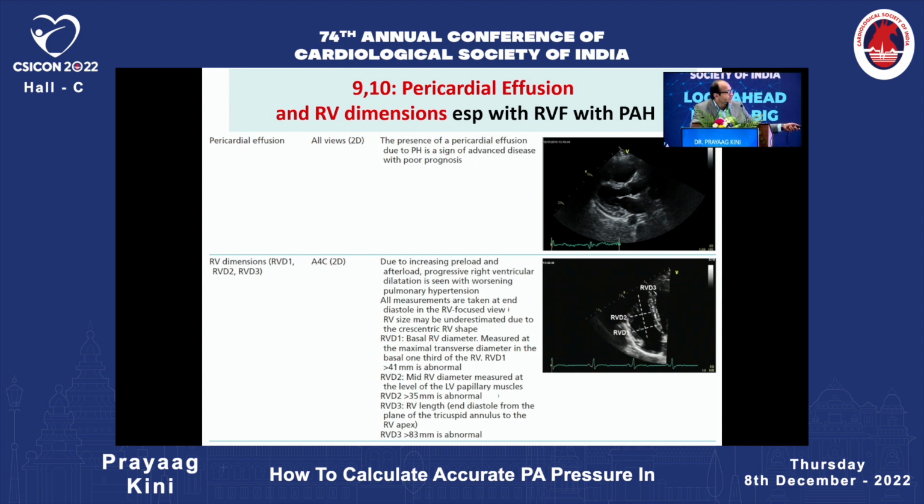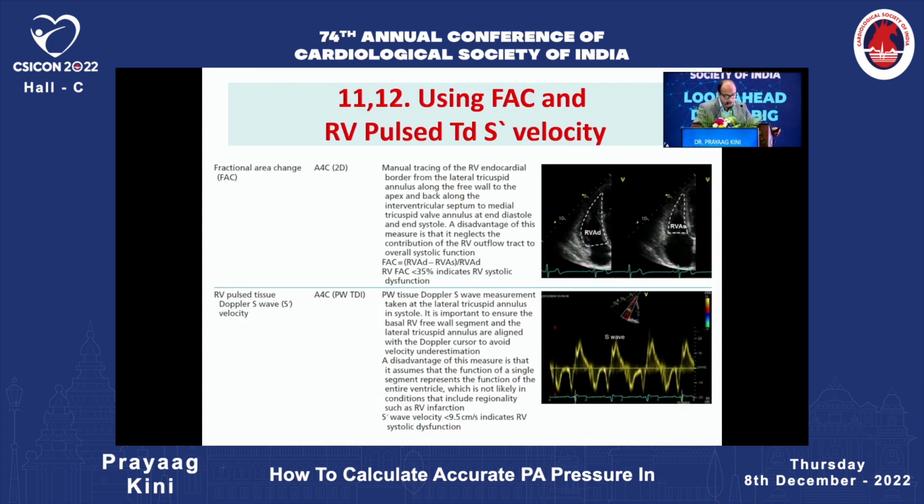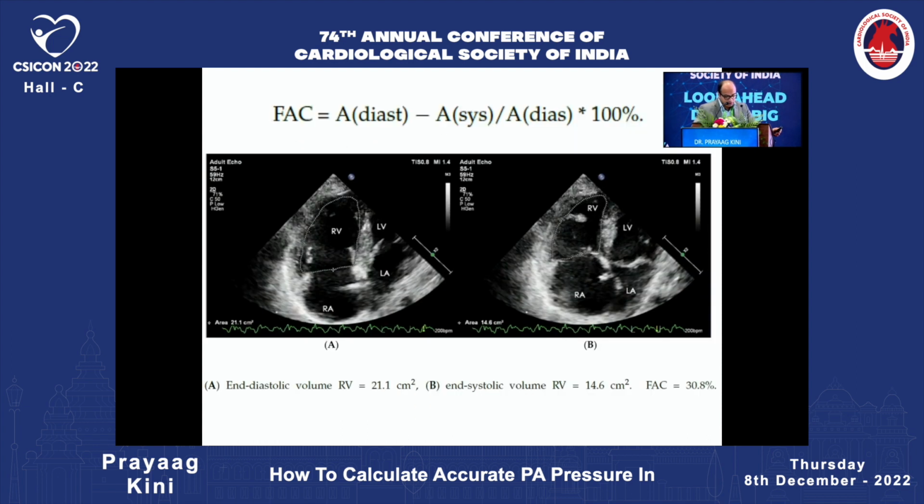And RVD2 is measured at the level of the LV papillary muscle, if we can do that. We can also use the pulse wave velocity, the fraction area change of the RV in the RV focused view, and of course the Doppler S velocity, where less than 9.5 is considered to be abnormal RV dysfunction with PAH, and E by E prime of less than 8, as was already mentioned earlier. You can say the FAC here is the area diastole minus the area systole upon the area diastole, in terms of 100. So in this slide, it is more than 30% here, FAC.